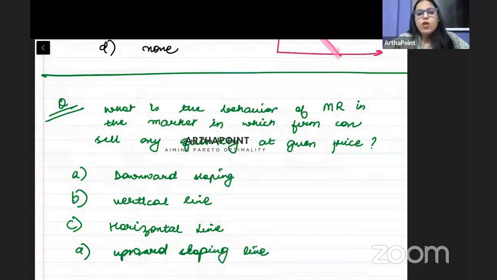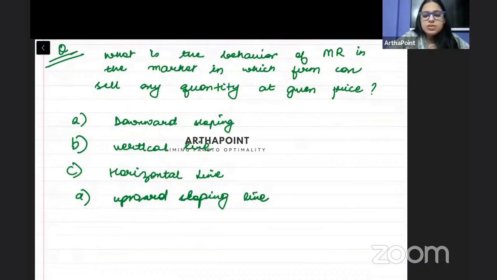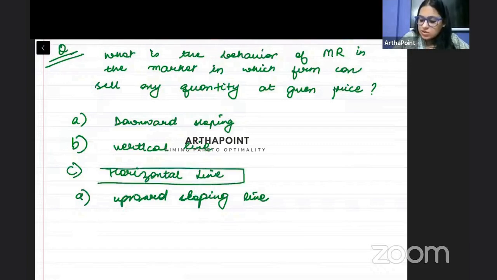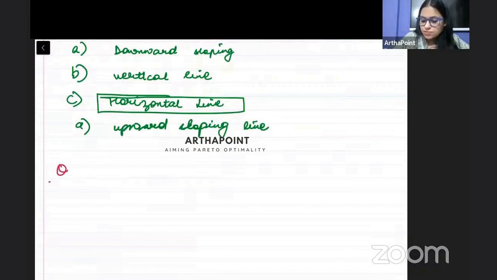Try to do this question, beta. What is the behavior of marginal revenue in the market where a firm can go ahead and sell any quantity? Yes, beta, this will be available on YouTube. This is a live stream, so it will stay on YouTube after this, don't worry. Correct, everyone. So this is like a perfect competitive market, and therefore the answer to this question will be horizontal. It will be horizontal in nature, right? Okay, beta. Next question.